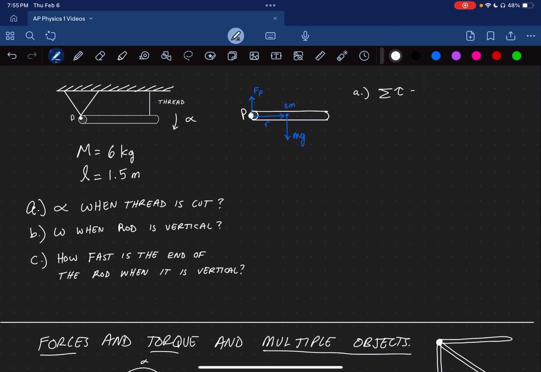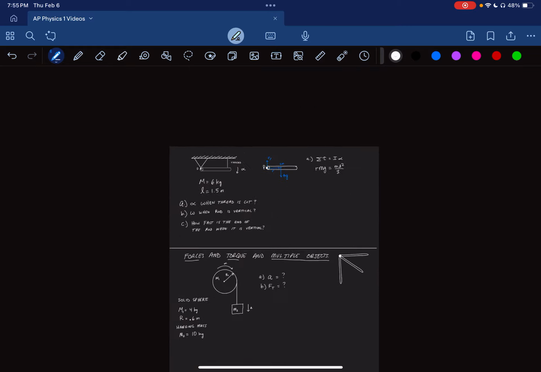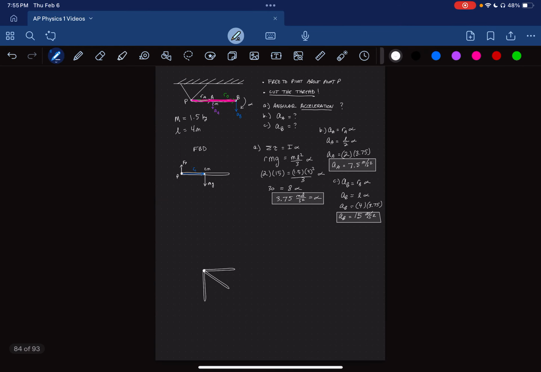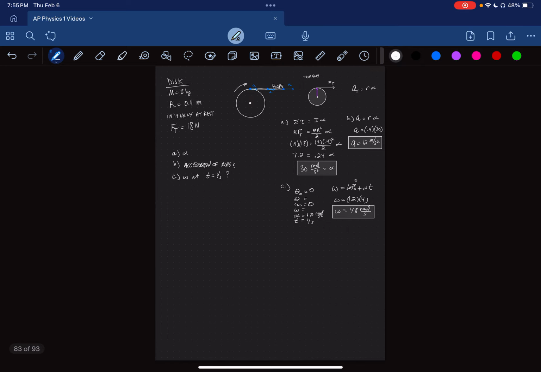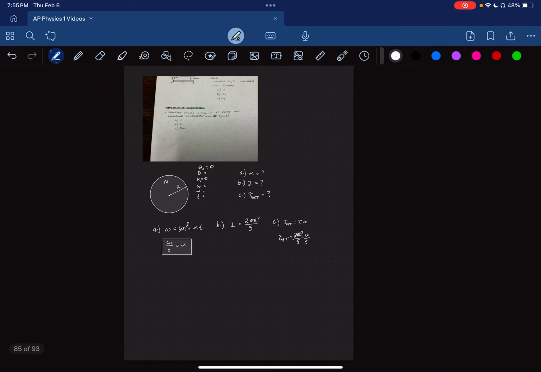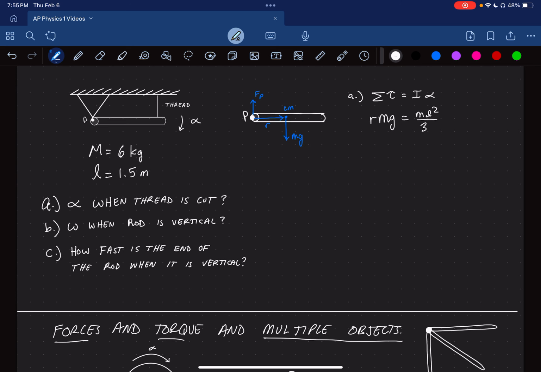The sum of torque is I alpha, which is R times mg. Rotational inertia for a rod is ml squared over 3. Guys, I've been doing that wrong on this test sheet. Okay, no, that one has 3 in there. Okay, that one has 2, but it's supposed to have 2. Sorry, I just had a panic moment there. All right, times alpha.